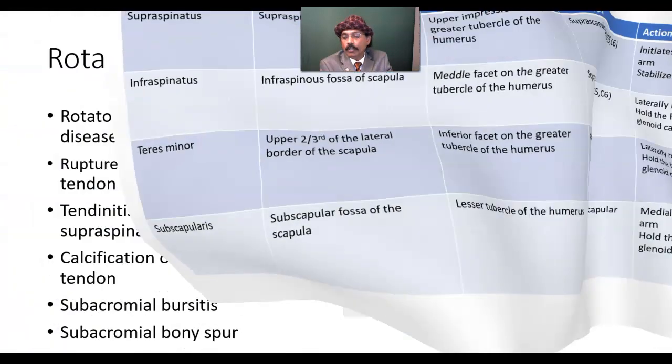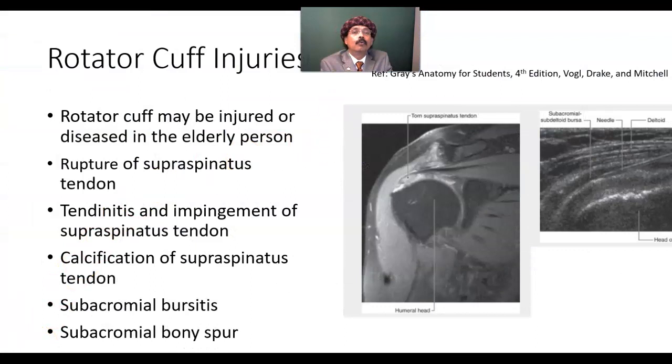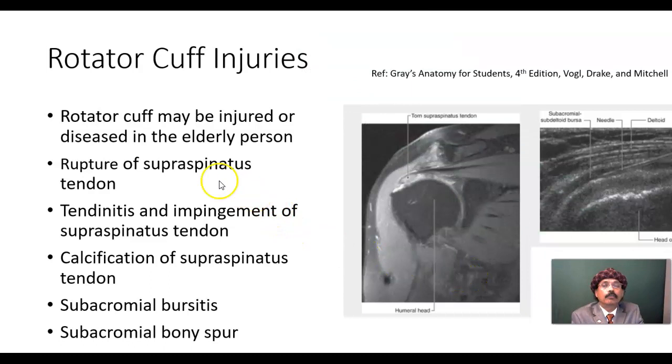Okay, we got that. Now we may encounter rotator cuff injuries. That is not unlikely. The rotator cuff may be injured or diseased in elderly persons, usually after the age of 40, maybe in a patient with diabetes, or from overuse of the shoulder joint, too much overuse. There may be formation of a bony spur in the acromion process.